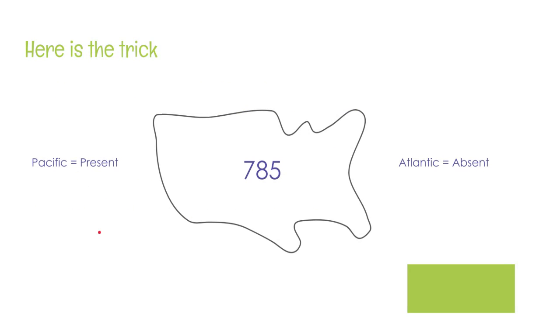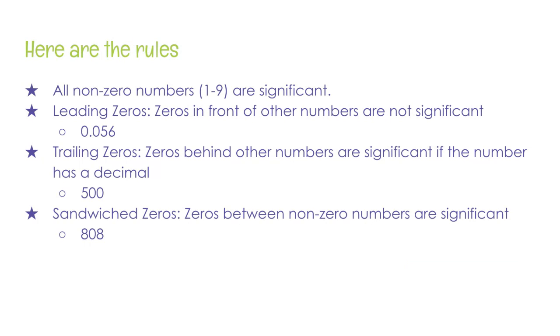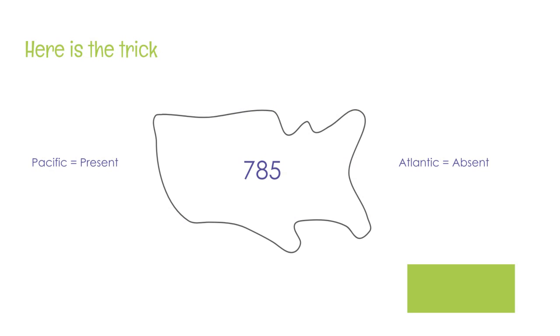Now, I am a huge proponent for learning the tricks. So here's the trick so that you don't have to remember all of these rules, because sometimes these rules overlap, and inside a number, you'll have trailing and leading and sandwich zeros. So it gets a little bit confusing.